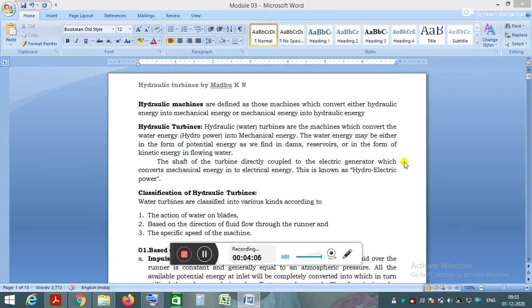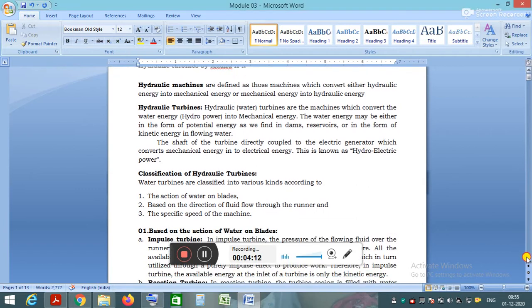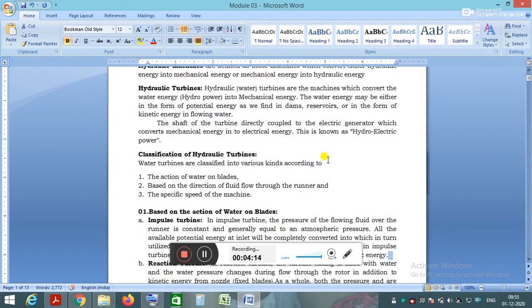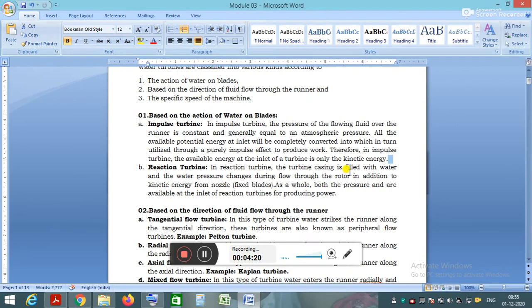the classification of hydraulic turbines. The hydraulic turbines or water turbines are classified based on different categories. The first one is the action of water on the blades. Depending on how the action of water takes place on the blades, they are classified into impulse turbine and reaction turbine. What is meant by impulse turbine and reaction turbine we already studied in the first module.